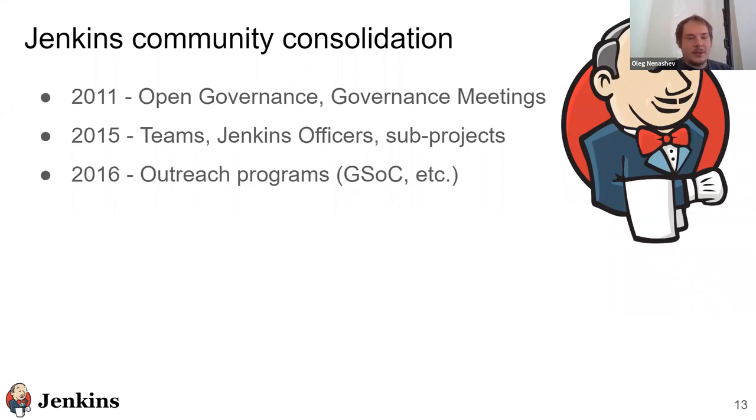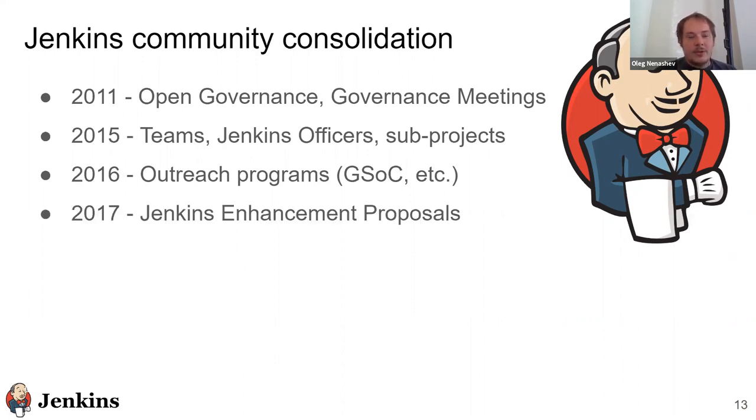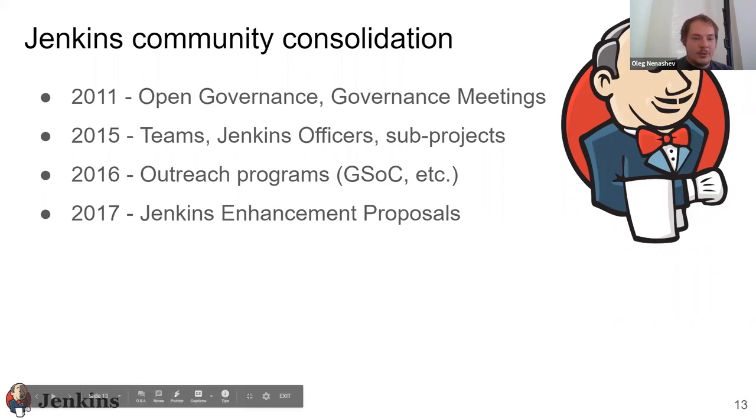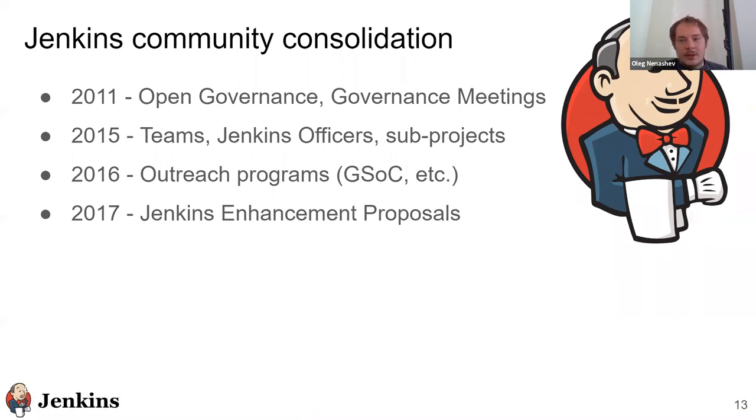In 2016, we also started outreach programs with the main goal to onboard contributors, not only new contributors, but also contributors from plugins and other peripheral sub-communities to the core team. So basically, growing this smaller core team, which focuses on the sustainability of the project. Then in 2017, we got the Jenkins Enhancement Proposal process. It's a process which allows us to publicly propose changes, including architecture and process ones. By now, more than 40 JEPs have been submitted, and many of them have been implemented.